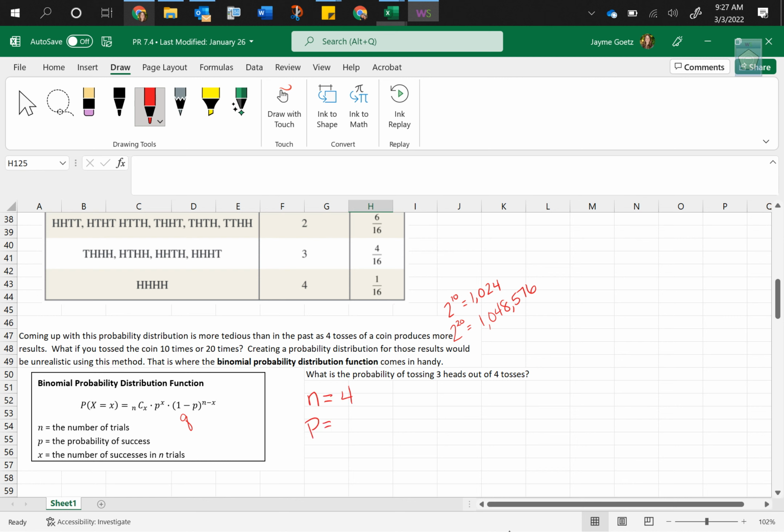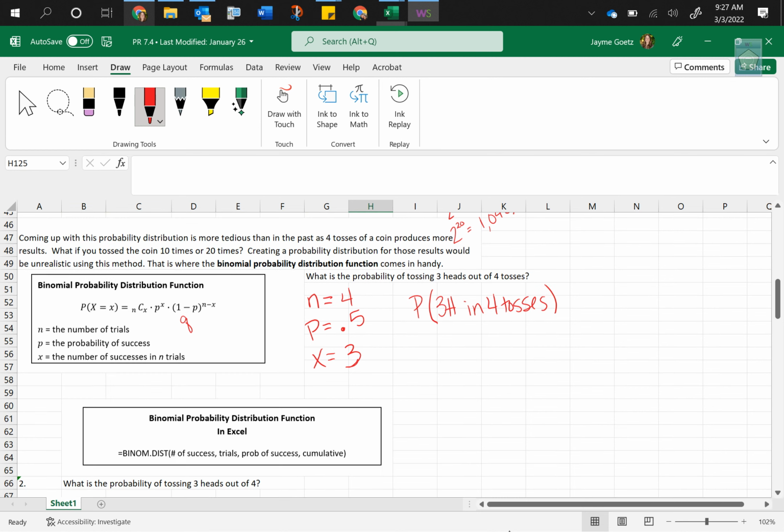0.5, because there's tails and heads, 1 out of 2. And X is the number of successes in the number of trials. How many heads do we want to get? 3. So those are my 3 pieces of information that I need for this. Now I can put it into my formula. So I want the probability of 3 heads in 4 tosses.